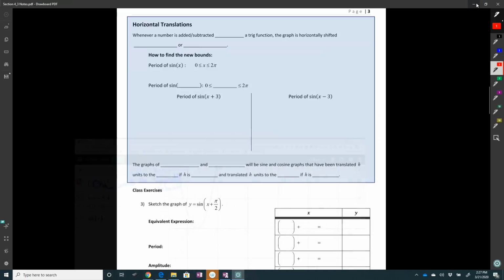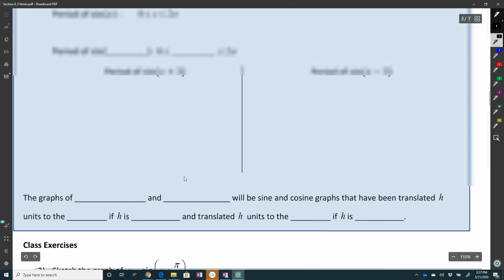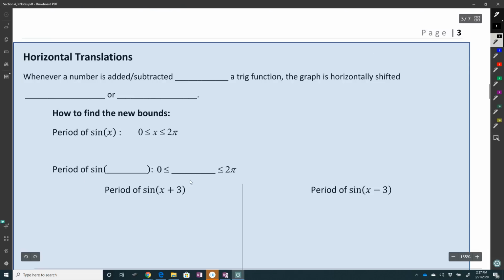So anyway, going back over here, horizontal translations. My cat is sitting on my notes. All right, whenever a number is added or subtracted, and let me zoom back in, inside a trig function, the graph is horizontally shifted left or right.